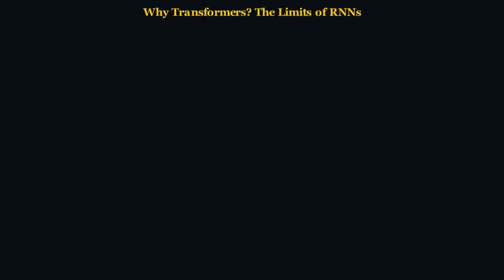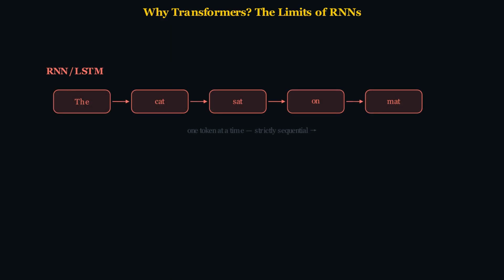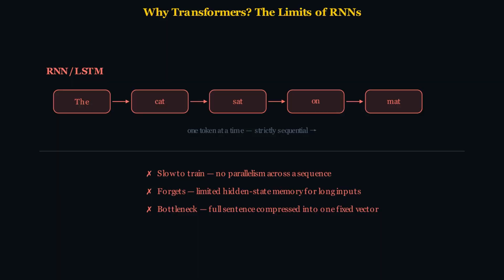Before transformers, language models relied on recurrent neural networks. An RNN reads tokens one by one, left to right. Every step depends on the previous one. You cannot skip ahead. Three serious problems: you cannot parallelize training. Long-range dependencies are forgotten, and the entire source sentence must compress into one tiny vector. The transformer solves all three at once.